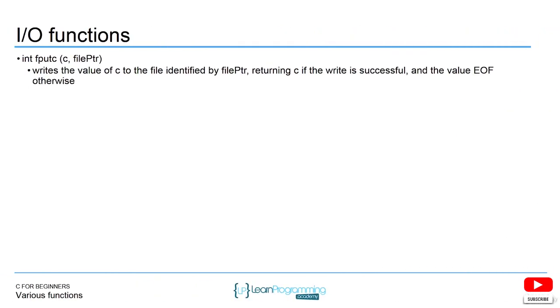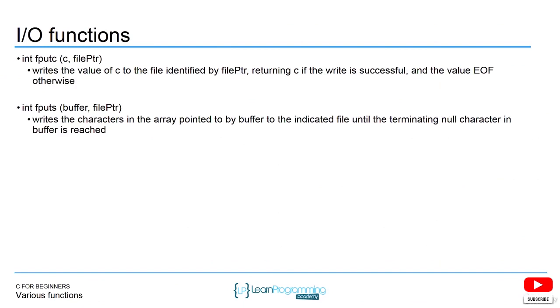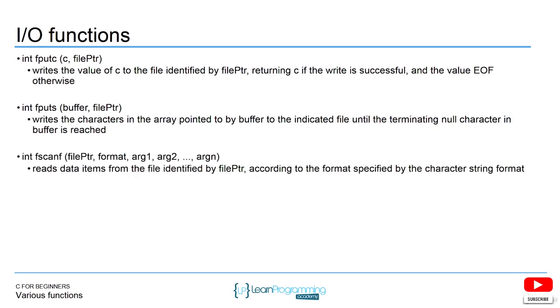We also had fputc, which will write characters to a file. fputs will write a string to a file. Takes a buffer and a file pointer, what you want to write, and the file you want to write to. fscanf will read data from a file. It will grab the input. And it will use the same kind of format as scanf. Will take format specifiers and variables.